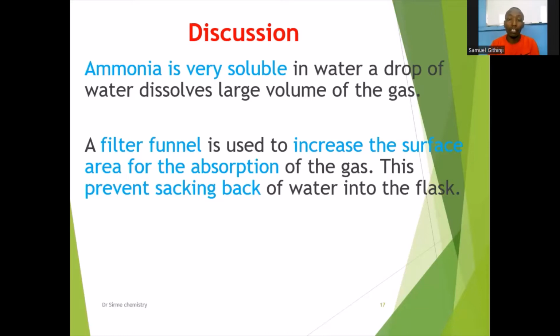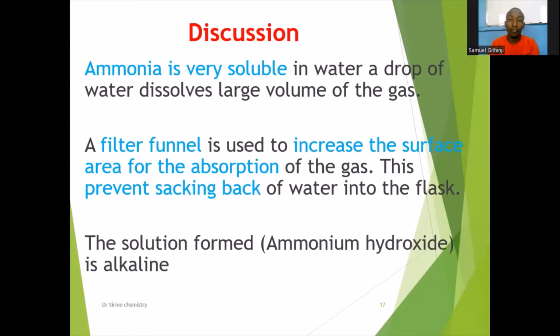This is a question that was there in KCSE some few years back. The solution that will be formed will be ammonium hydroxide. Sometimes you call it aqueous ammonia, sometimes ammonia solution, sometimes ammonium hydroxide. So that is that.